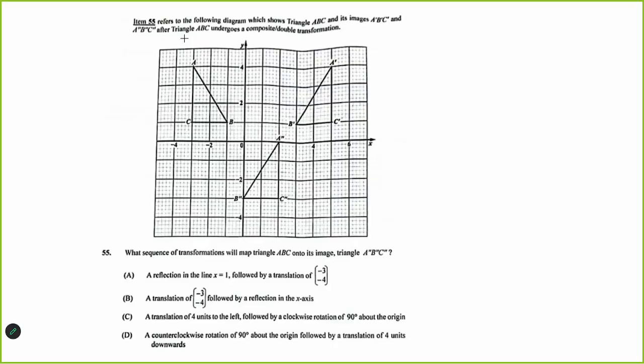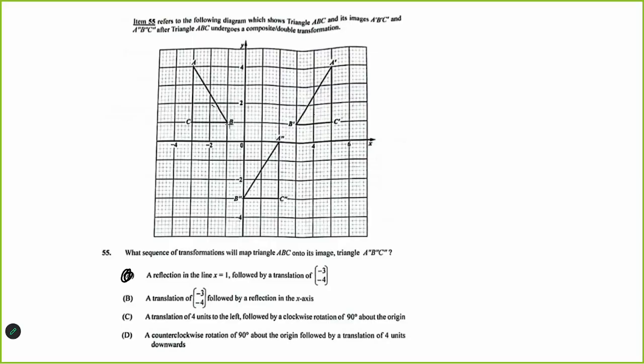Item 55 refers to the following diagram, which shows triangle ABC to form its image ABC and the second image ABC. After triangle ABC undergoes a composite double transformation, what is the sequence? So it goes from ABC to image ABC. That is a reflection. So the first one is a reflection, and then after reflection is a slide or translation. That would be A.